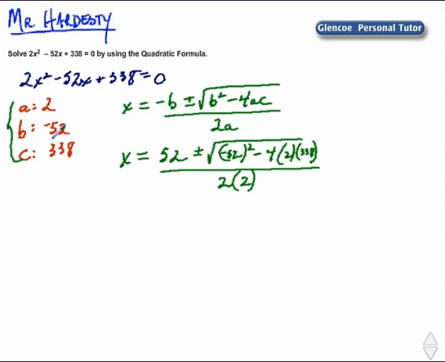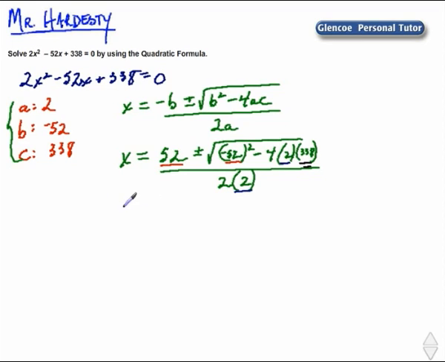We plugged b in these two spots in our formula. A was 2 and 2. And finally, c, 338, was here.